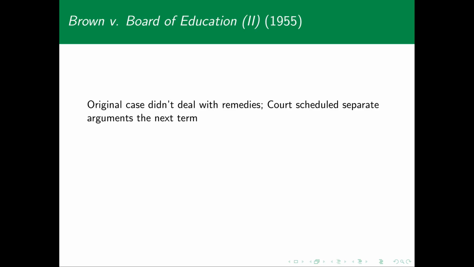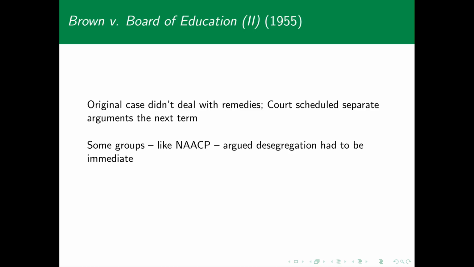So they scheduled separate arguments for the following term so they could figure out how they were going to enforce the original Brown. Some groups, like the NAACP, argued that desegregation had to be now. It had to be absolutely immediate. Others, particularly the southern United States, said it has to be gradual. It's going to be way too burdensome to do it right now. We're not going to be able to figure everything out. So it's got to be gradual.